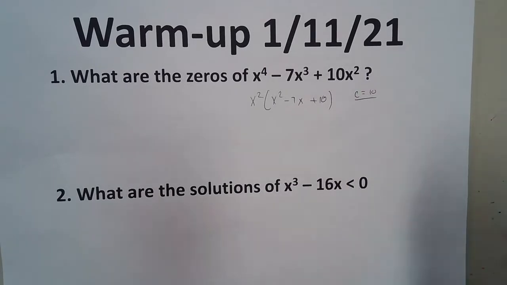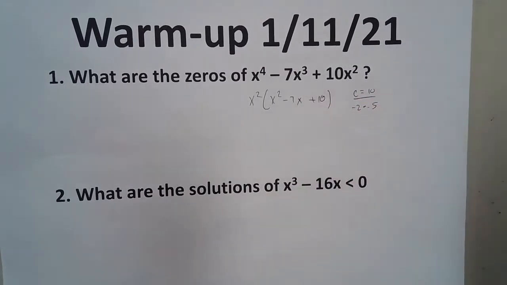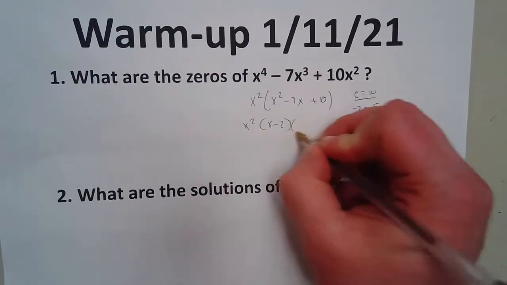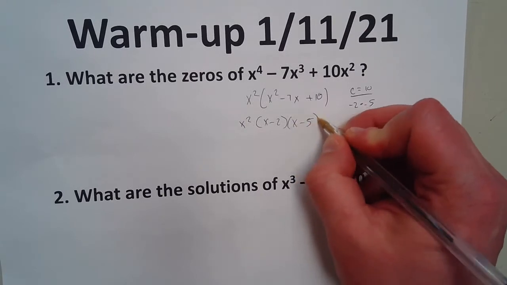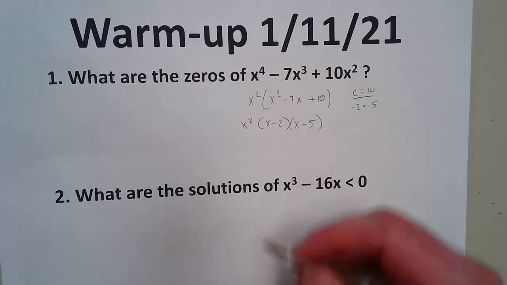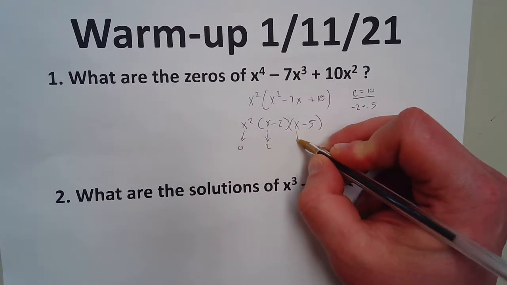So if my c was 10, factors of 10 that add to -7, we could do -2, -5. So this problem is completely factorable, which means we'll be able to get all the zeros without doing any graphing or anything. It should be pretty easy. So in this case, our zeros are 0, 2, and 5.